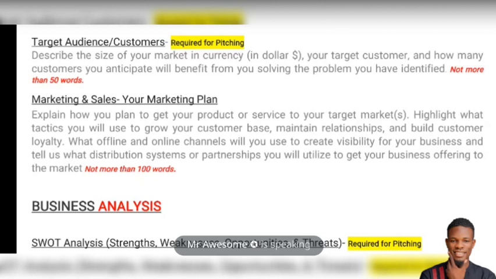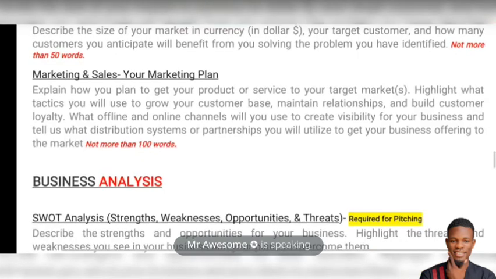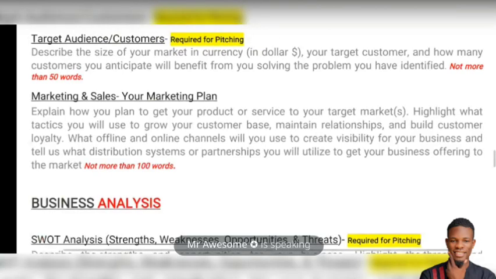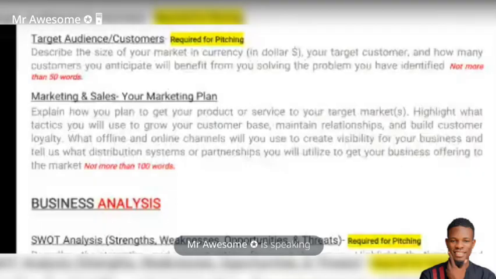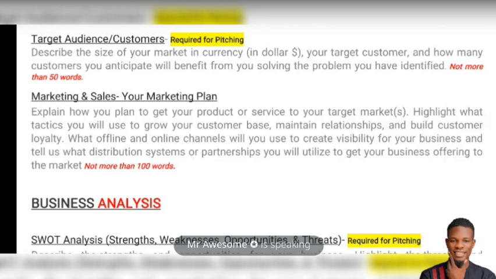For the online channels, you would make use of mobile advertising platforms like Facebook ads, like I just mentioned before. For offline channels, they could be radio adverts, TV adverts, banners, billboards. These are the ways you're going to convey visibility of your business, the ways you're going to make people know that your company actually exists. So that is what you have to do in that section: the offline and online channels you will use to create visibility for your business. Those are what it is talking about.